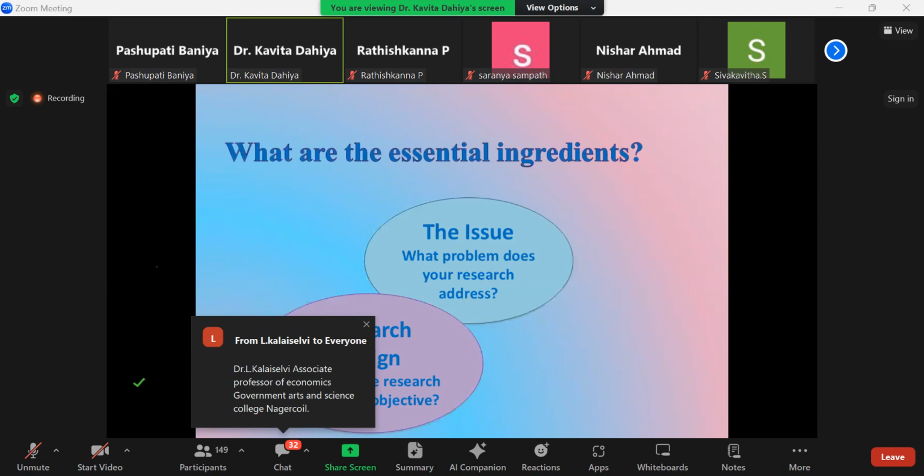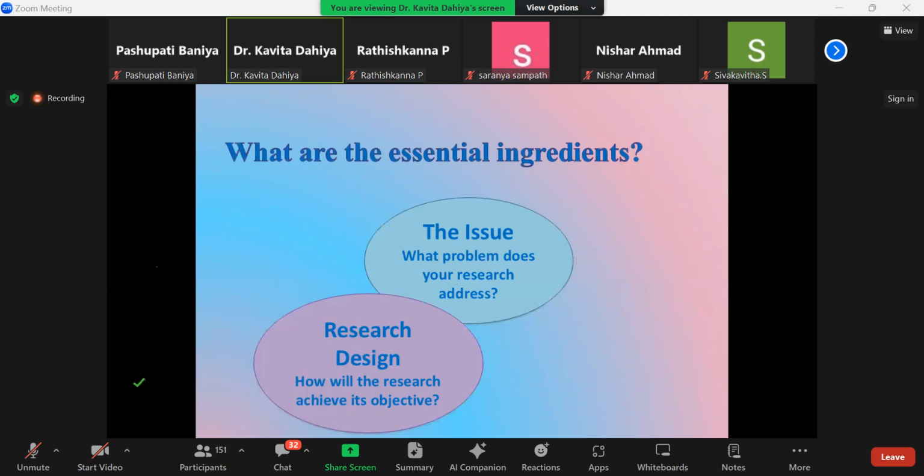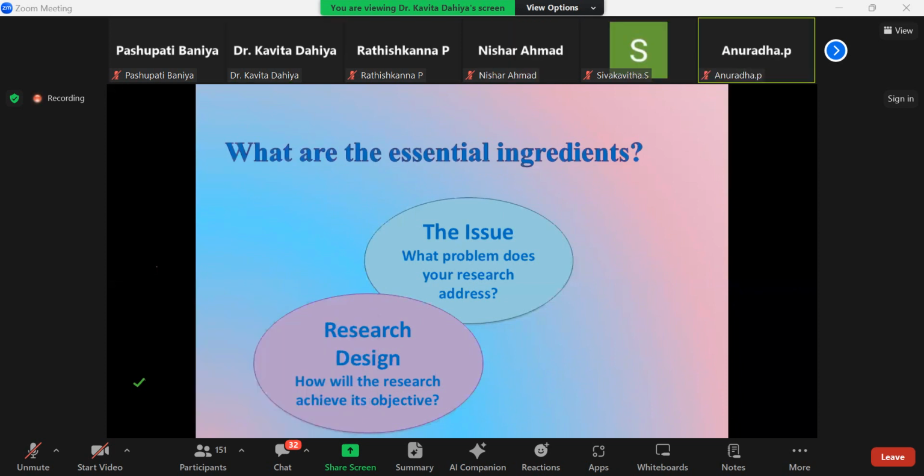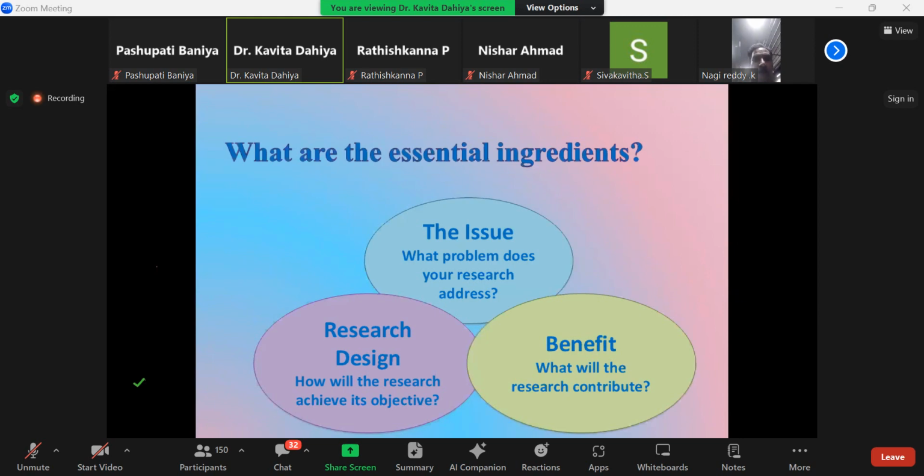Another one is research design. The issue is the most significant, first aspect of any research. After that comes research design, which is known as the blueprint of the research, where you describe the research area, the research sample, the sample selection, and the analytical tools. All these are explained in the research design.